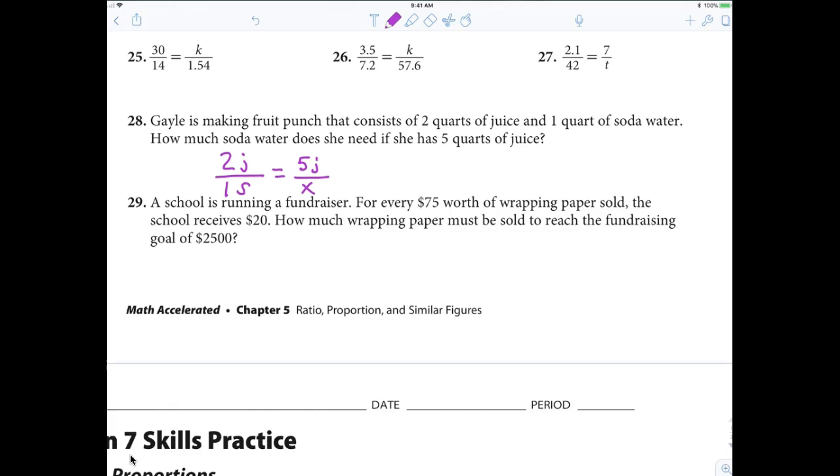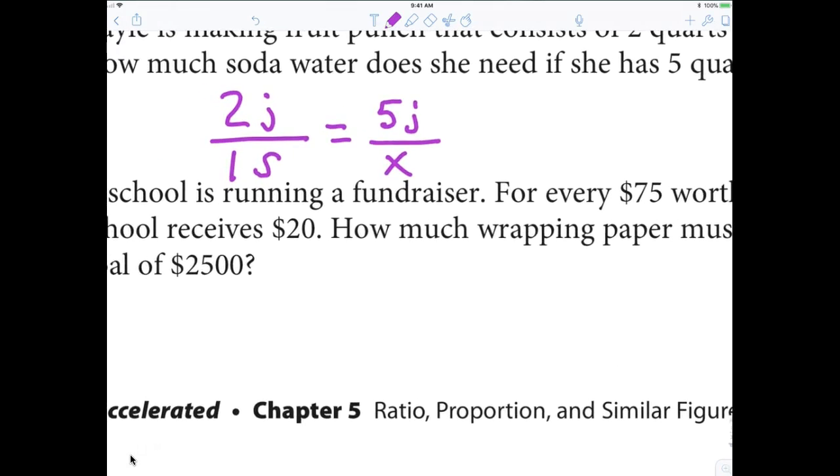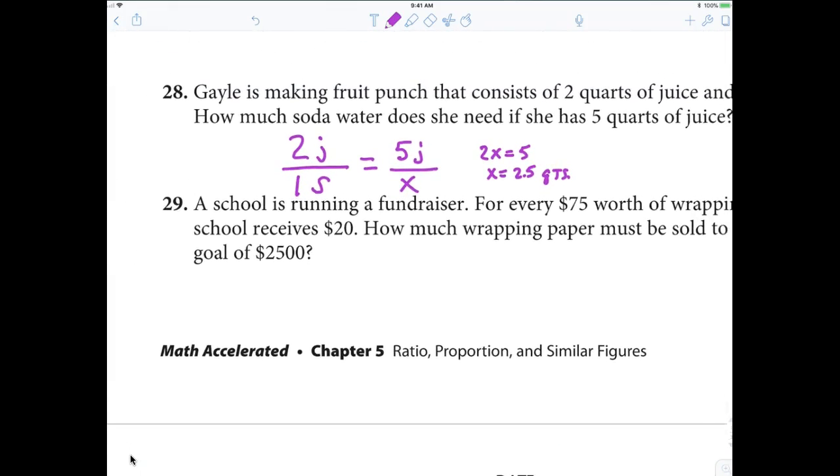Now, does everybody understand why I put the J and the S? J stands for juice, S stands for soda. Does everybody understand juice on top? I have to put juice on top. Soda on the bottom, soda on the bottom, right? And now when you cross multiply, you get 2X is equal to 5. So you need 2.5 quarts. 2.5 quarts. Everybody all right with that? Yeah. So the word problem is not anything more difficult. It's just you have to set up the proportion to solve it. Does everybody agree?